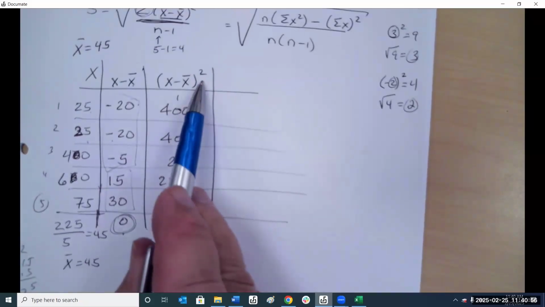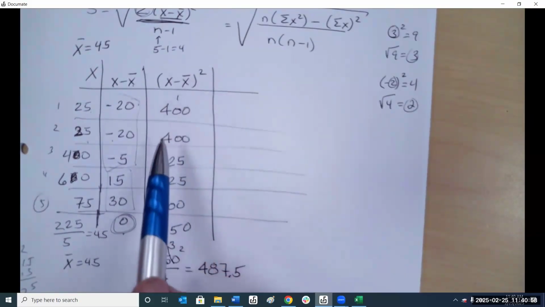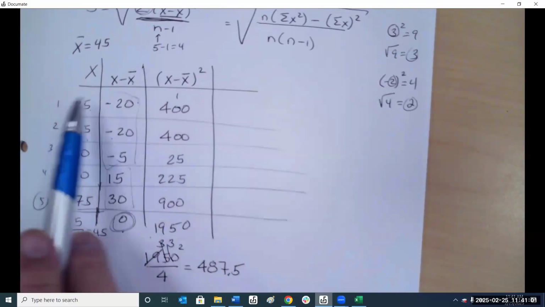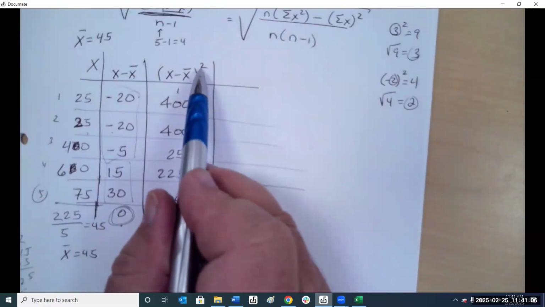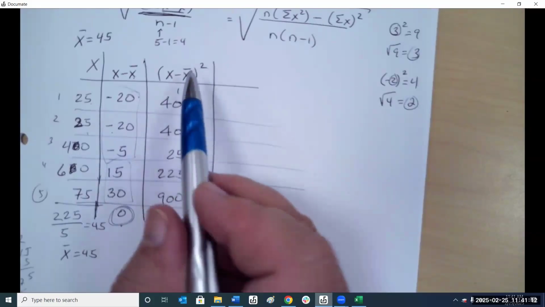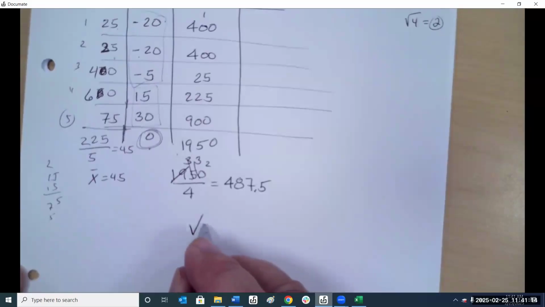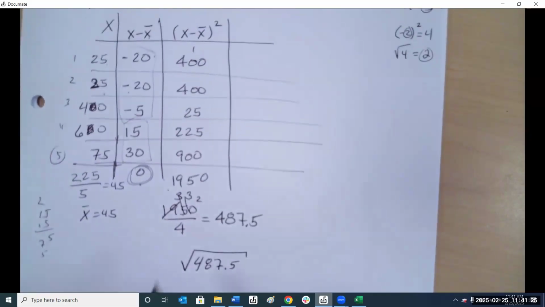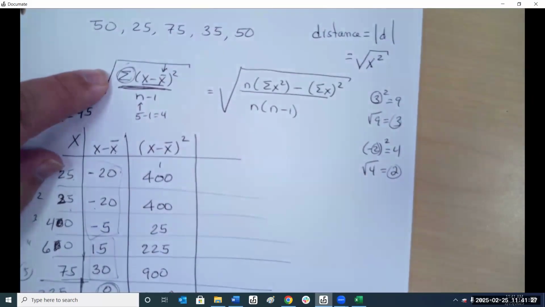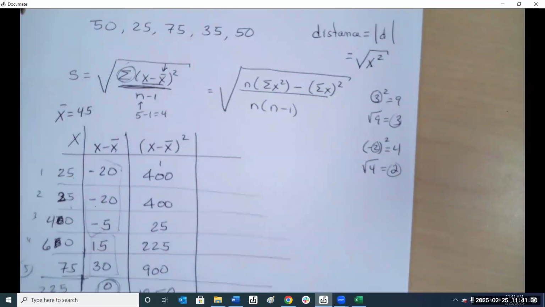What did we do here? We doubled the numbers. We made them much bigger. The reason we did that is to get rid of the negative numbers here. How do we shrink this number? We squared it here. What's opposite of squaring? Square root. So we square it here and we square root it at the end. We inflate it and we shrink it back down. So what's the square root of 487.5?